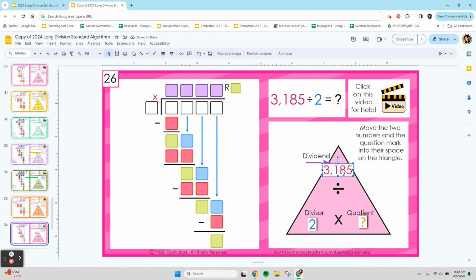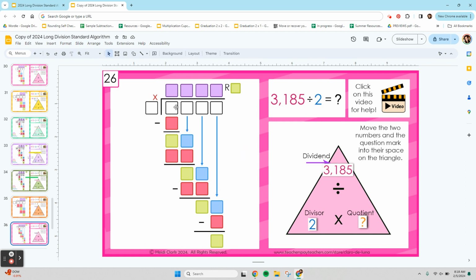And we know that in order to divide something evenly into two groups, it has to be an even number. So we already know there's going to be one left over. Like you could divide 3,184 equally into two groups, but 3,185 is an odd number, so there is going to be a remainder.